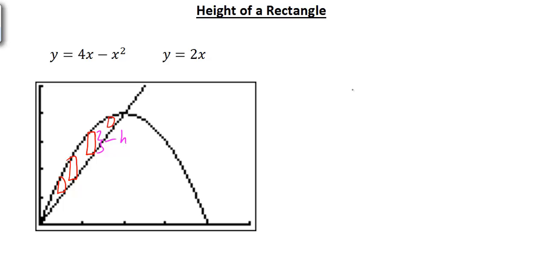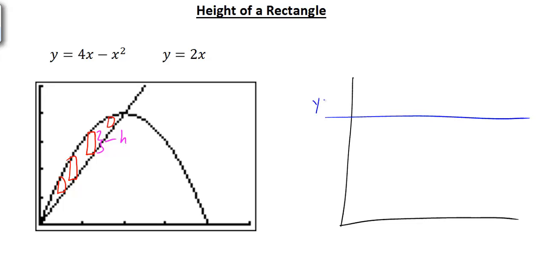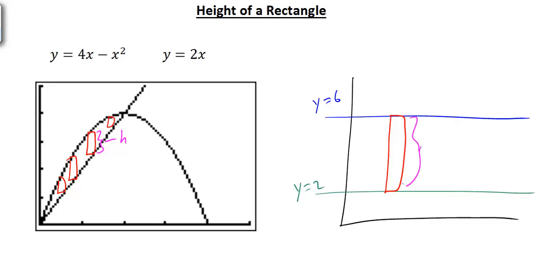Now, before we look at this problem, maybe I'll present you with another example over here. Let's say that here we have the equation of a line y equals 6, and then we have another line, and we'll say this is y equals 2. If I want to find the height of this particular rectangle between these two graphs, what is the height of this rectangle?